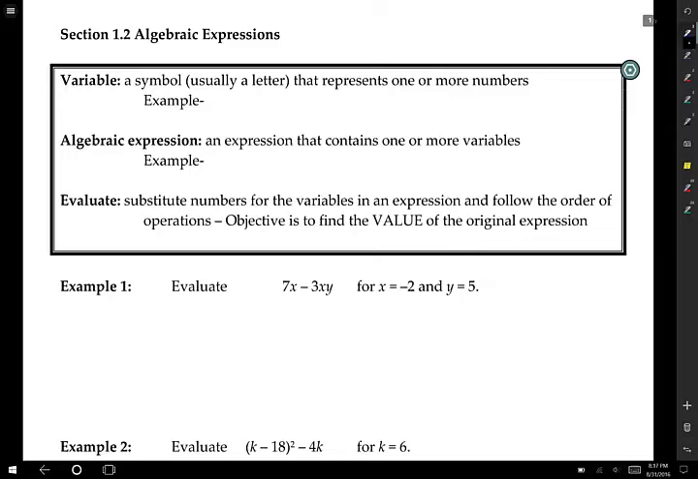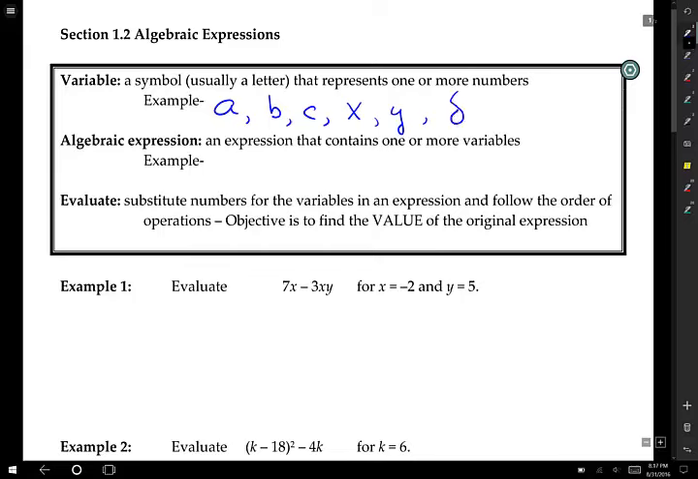First of all, a variable is usually a symbol, usually a letter, that represents one or more numbers. Examples of variables, very simple. You could have a letter like A, B, C. The most common variables of all are X or Y. You could have a Greek symbol like delta. So it could be just about anything. It could be a box that represents something. But generally, we're going to use things like X or Y.